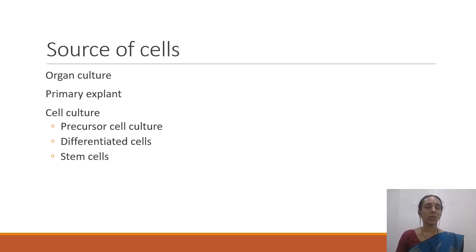Because of which there was a second set of sourcing that was developed, which is called a primary explant, wherein from this organ that has been maintained in a culture environment, a small sample will be taken, and this explant will be used for further maintenance of the cells as a three-dimensional part. But once again, here the growth of the cell was very slow, and we were not able to manipulate them to the extent that we wanted. So thereby cell culture was developed.